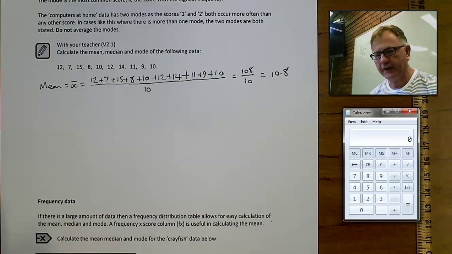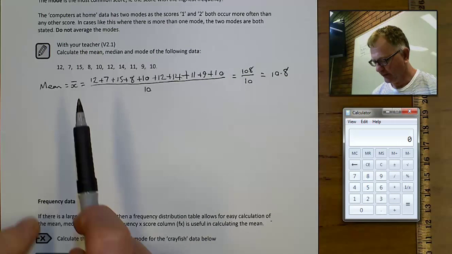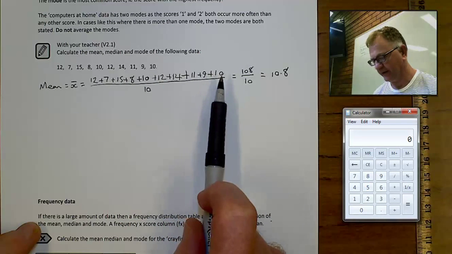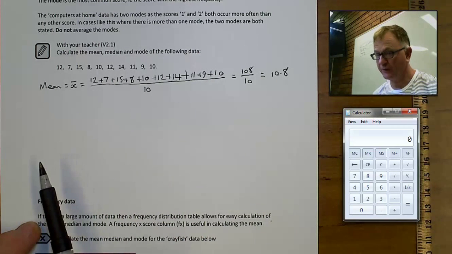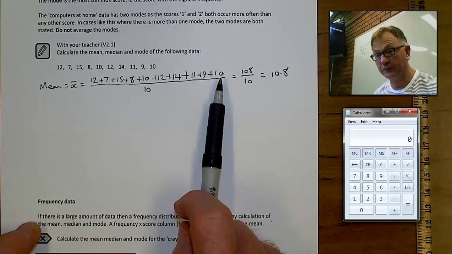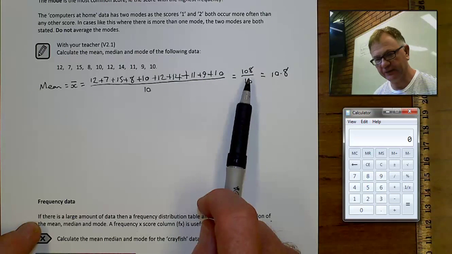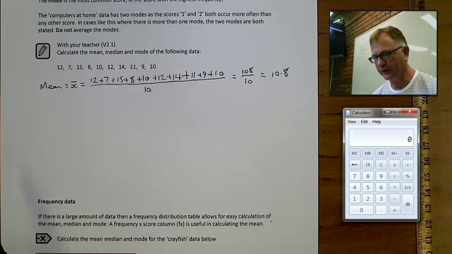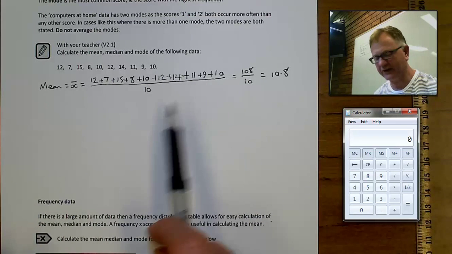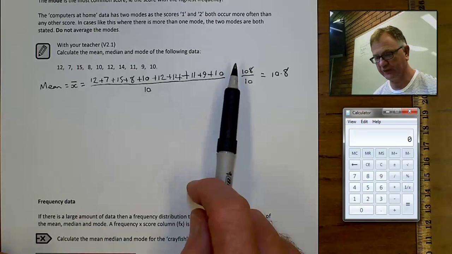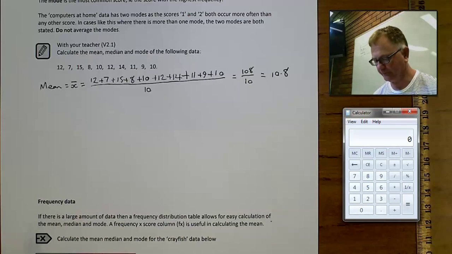Students will often make errors on their calculator in this particular calculation because they enter it all in, plus 10 divided by 10. You'll make an error if you do that. When you get to the end of the top line, you need to press your equals button. You need to find out this total first before dividing by 10. Otherwise your calculator will just divide the last figure by 10. Make sure you enter it all in, press equals to work out the total before you divide it by 10.